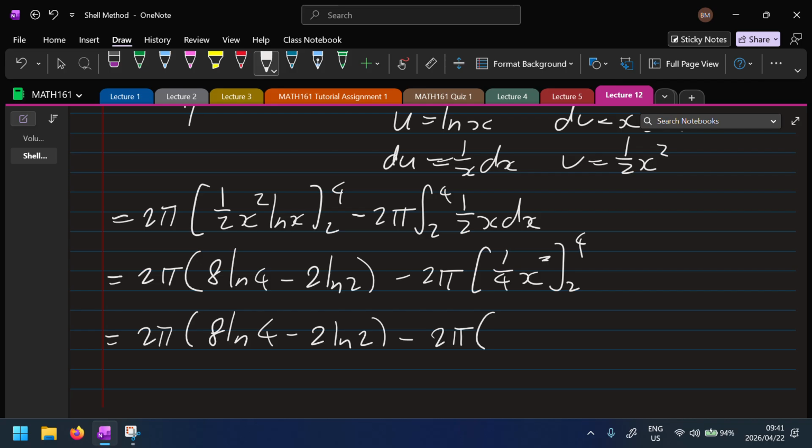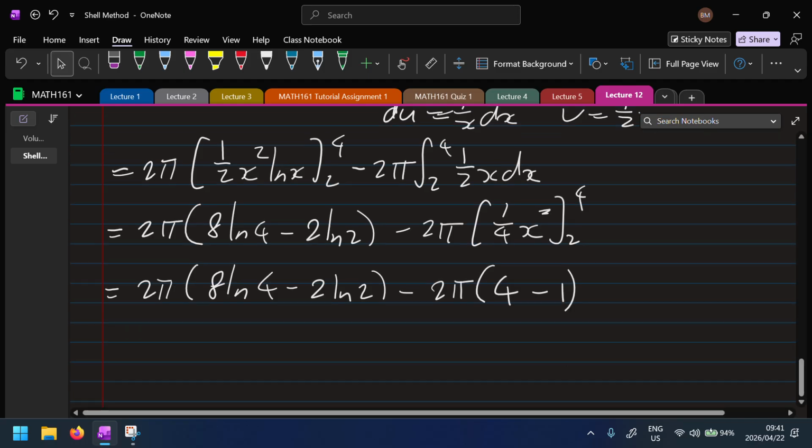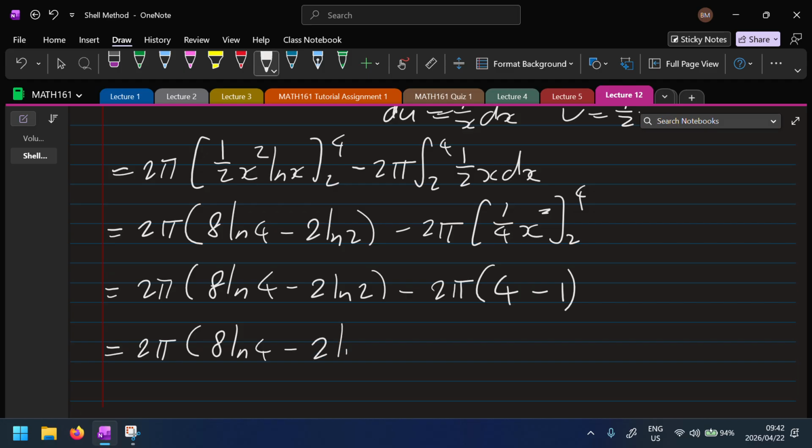If we put in 4, 4 squared, there'll be 16 over 4, there'll be 4. Minus 2 squared, there'll be 4 over 4. That's just 1. So we get 2 pi times 8 natural log of 4 minus 2 natural log of 2, minus 4 minus 1, there'll be 3, so we just get 6 pi.